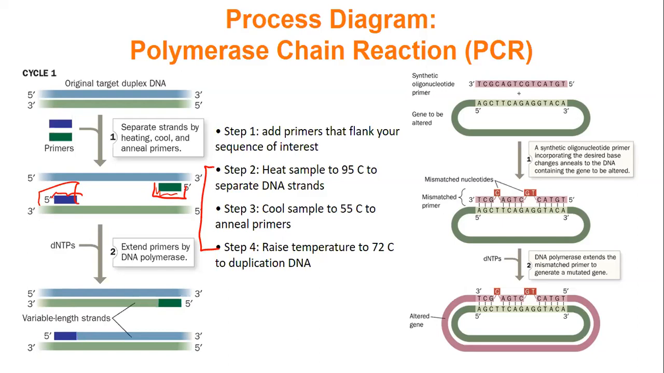Now, there are some cool things you can do with PCR. You can not only duplicate, but you can incorporate mutations. So if you have mismatched nucleotides, but most of your nucleotides still hydrogen bond, your primer will still fit your area of interest, but you can incorporate these new mutations and change your protein, make a new protein.